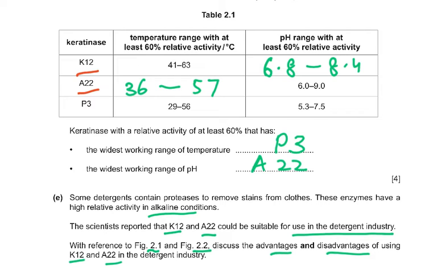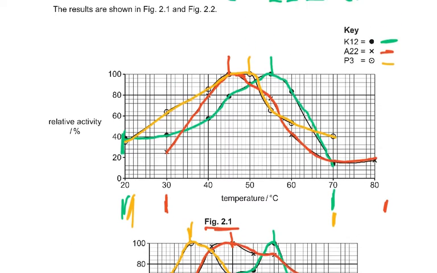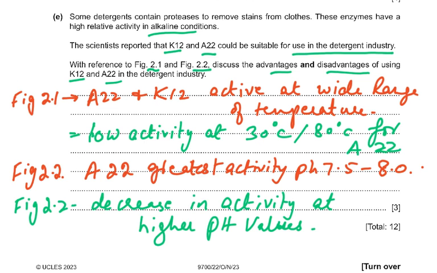So you had to be really picking up points from here. Advantage from figure 2.1, this is figure 2.1, then advantage from figure 2.2. You had to be picking up figures from here, so you need to look at this graph carefully, look at the figures. Now I'm giving you the red as the advantages and the green as the disadvantages.